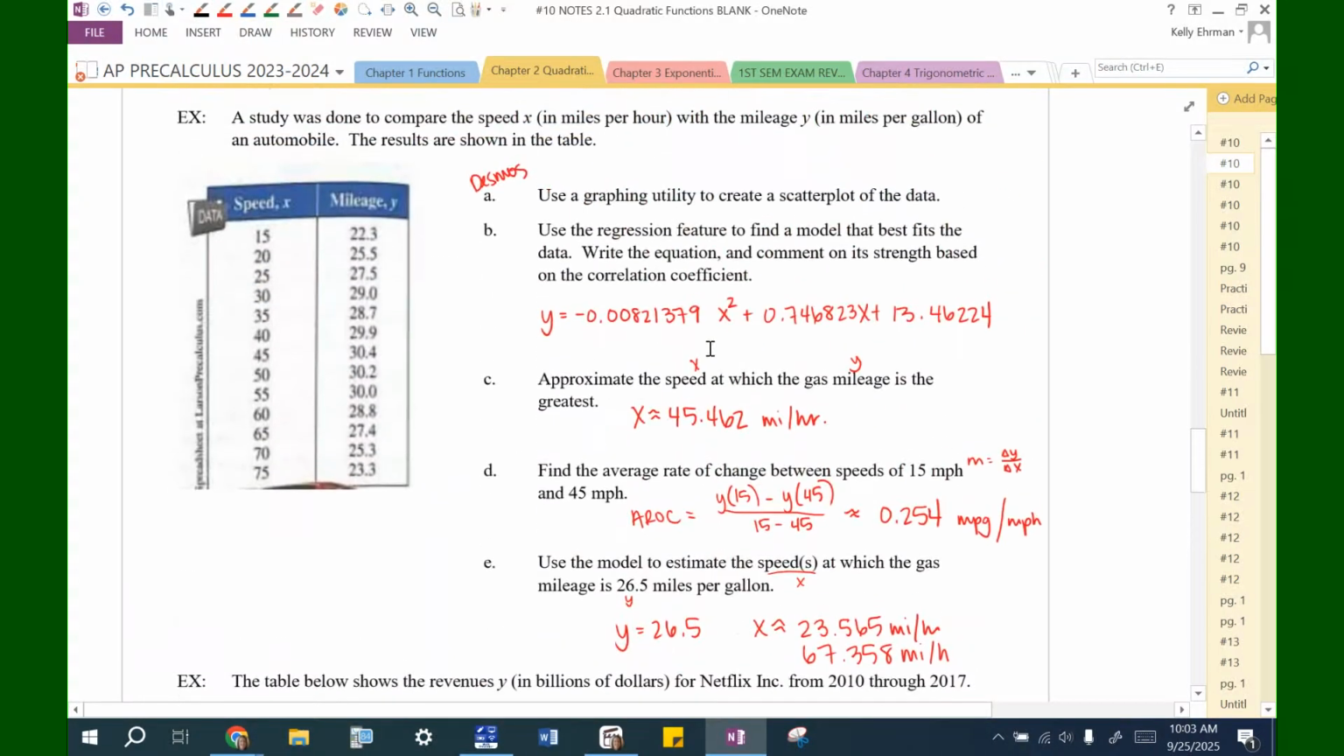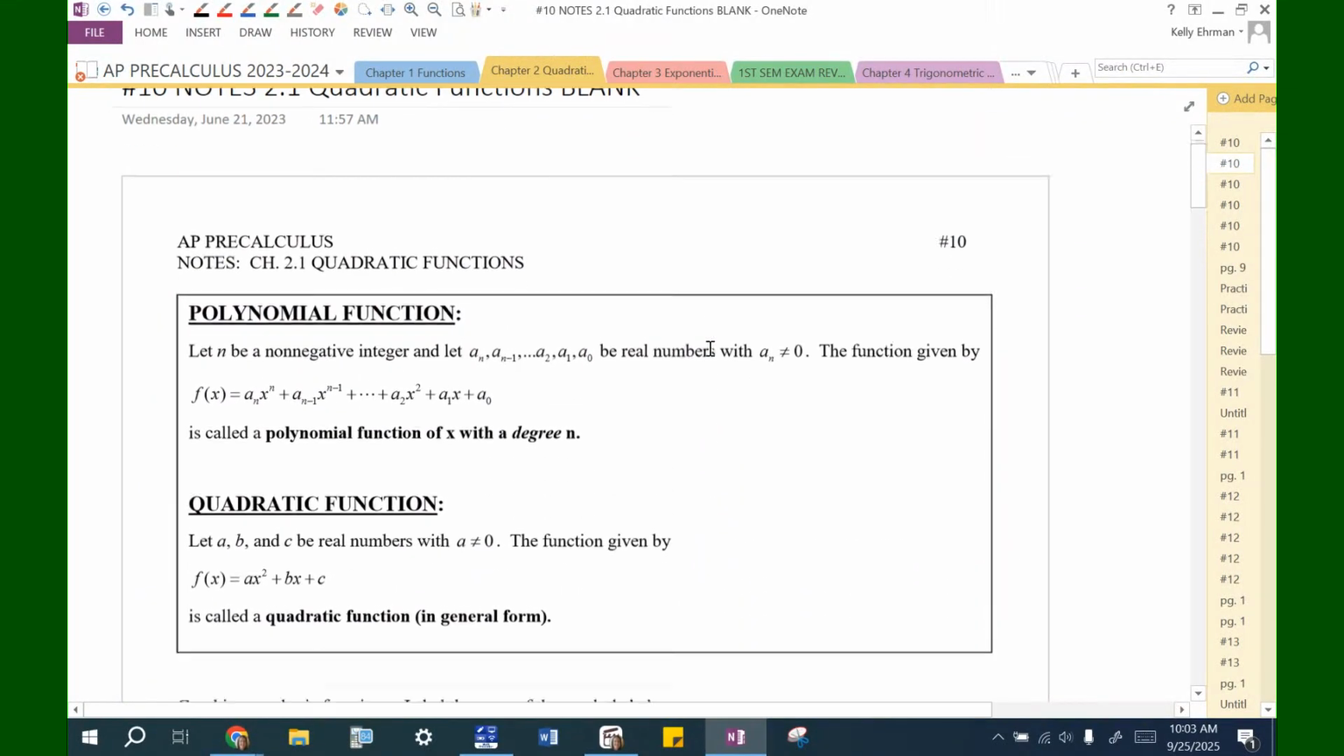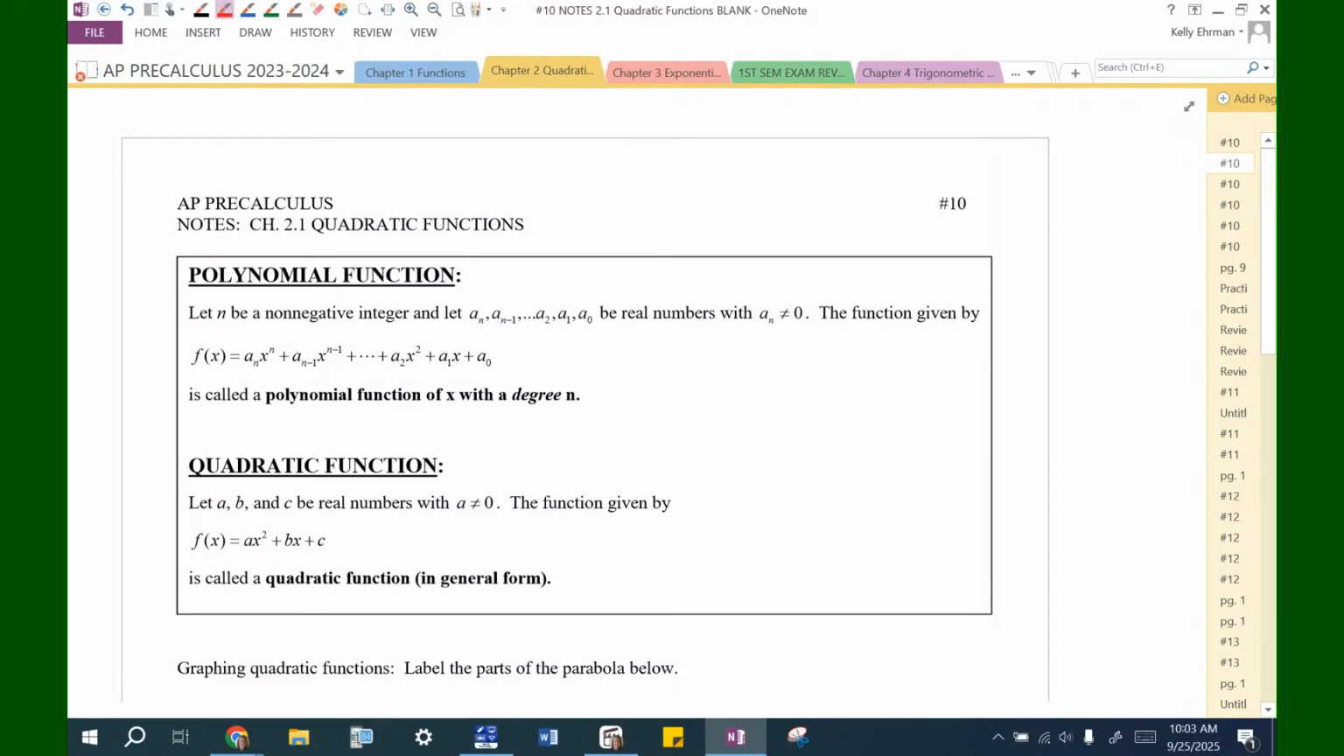Okay, now let's go back to our more traditional quadratic content. So beginning of these notes. This is stuff that you did in Algebra 2. I'm just reminding you how to do it.